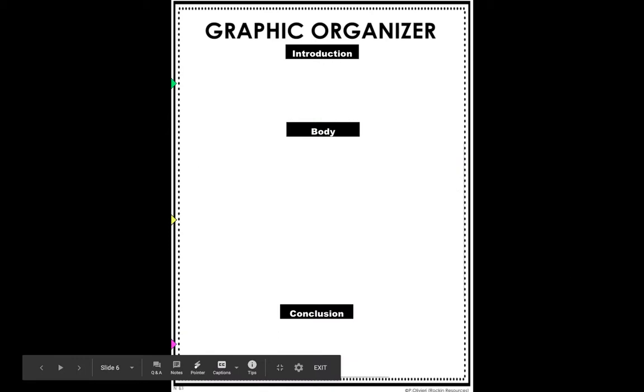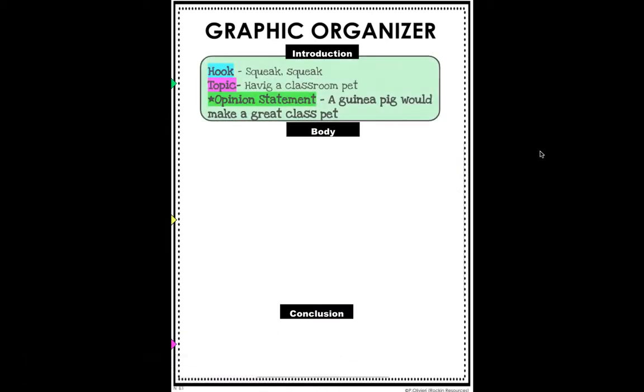All right, so I had a friend who filled out their graphic organizer, and this was going to be about that class pet. So they said, well, I know I want to have a guinea pig as a class pet, and I want to try to convince my reader, and especially my teacher, that that's a class pet that we should have. So they filled out this graphic organizer. And first, they started with a hook like "squeak, squeak." And then they said, well, the topic is having a class pet. But the opinion statement is a guinea pig would make a great class pet. So they feel that the best class pet is a guinea pig.